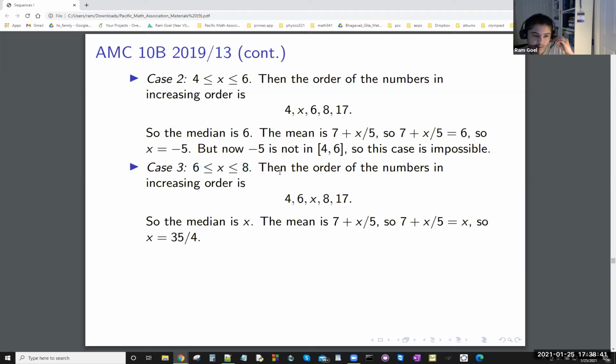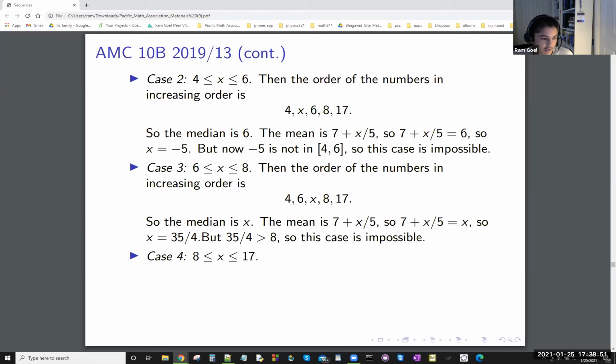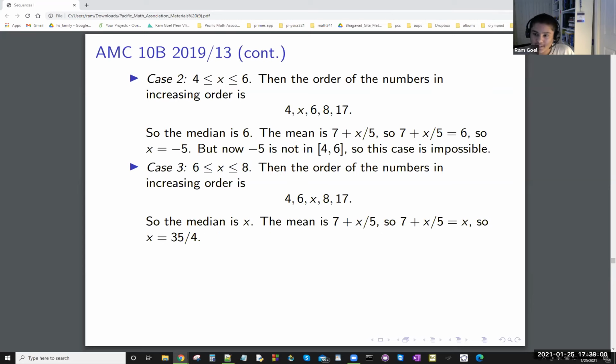So the restriction that the mean equals the median gave us that x is 8.75, which is not in this range, which means this case is impossible. Does that make sense to everybody? We're splitting into cases to pin down the median, and then we're setting the mean equal to the median. But if there are no solutions, then we simply do not have that any value in that case is possible.